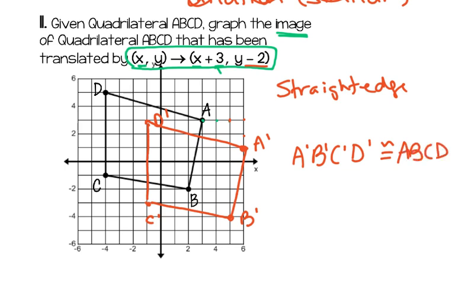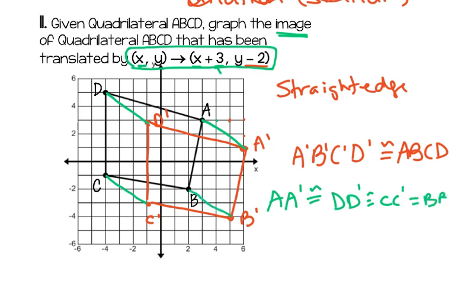Another thing, based on something we just read, is that the length from A to A prime is congruent to the length of D to D prime, and that's congruent to C to C prime. You can use the distance formula or Pythagorean theorem to check and make sure that that's true, but these are all going to be congruent.